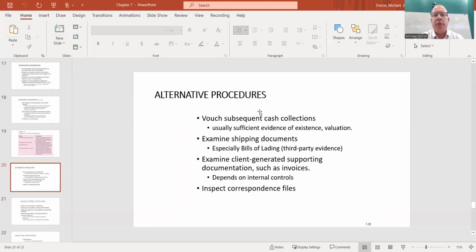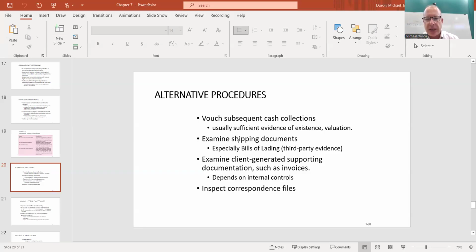Okay, alternative procedures. We just talked about that. Well, yeah, and we use this example, vouch subsequent cash collections. That is usually sufficient evidence of existence and valuation. So you look at the receivable still outstanding on December 31st and check if 2 months later, late February, when you're still doing your audit, have most of those been collected.